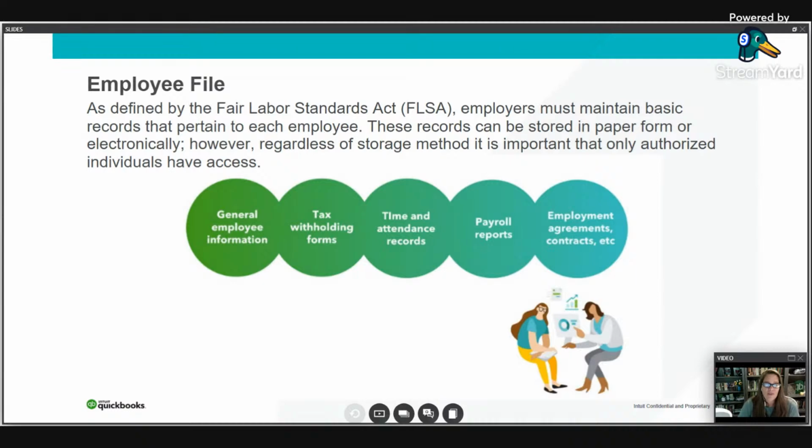They have to maintain, and it's part of the FLSA, basic records that pertain to each employee. It's really important. It doesn't matter if it's paper or digital, it's important that only authorized individuals have access to it. This includes some of the information like birth date, time, and day of the week. Like we mentioned before, you have to keep all of that.